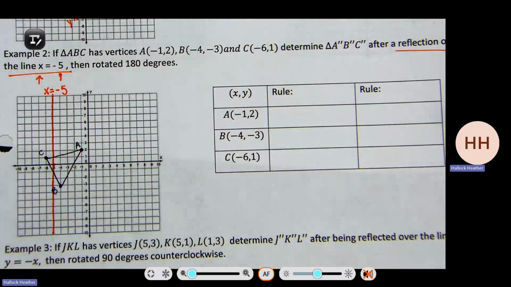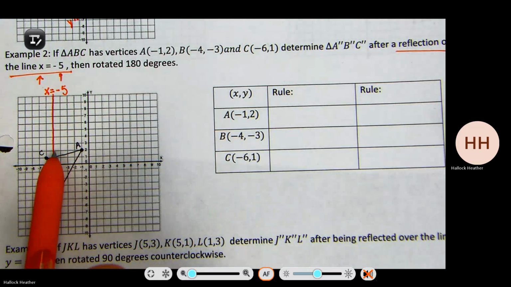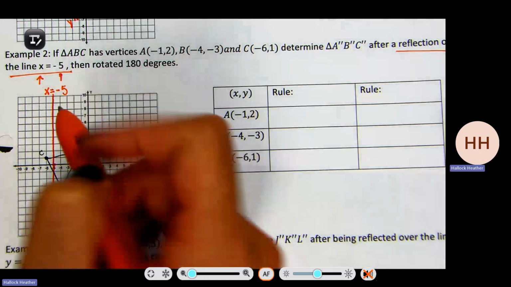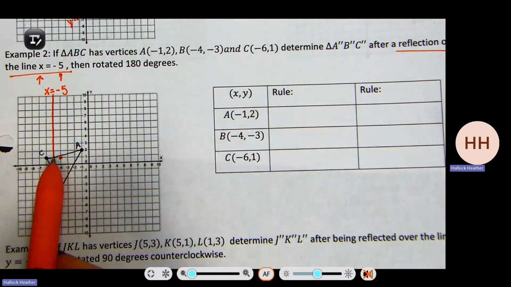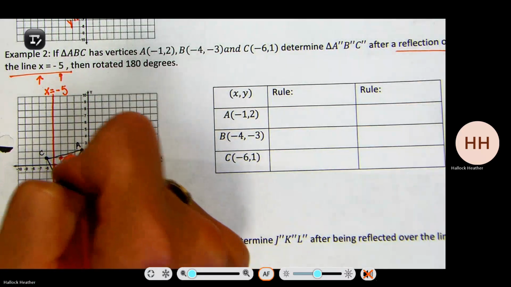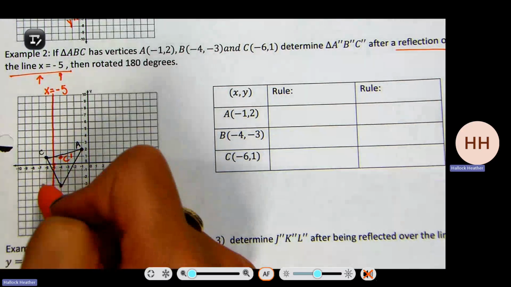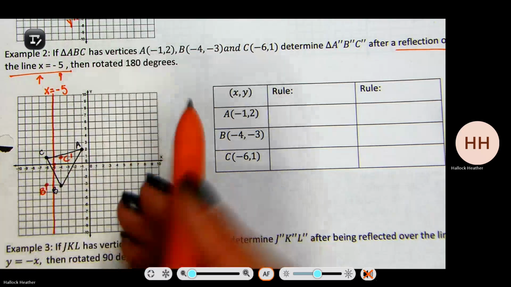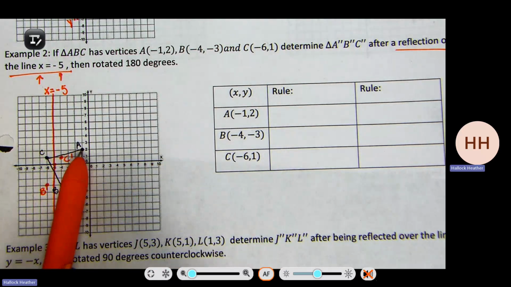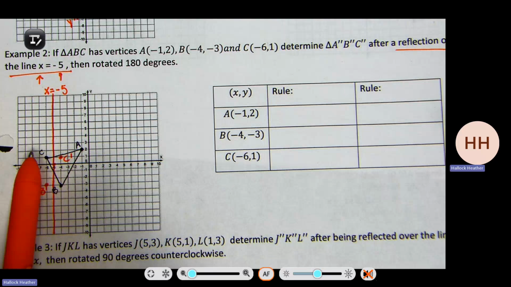Okay, so how do you do a reflection across that line? You have to count. C is 1 to the left of my orange line, so I'm going to go 1 to the right of my orange line. B is 1 to the right, so B is going to be 1 to the left. And then A is 4 to the right of the line, so it's going to go 4 to the left of the line.